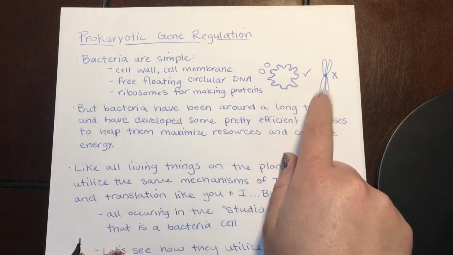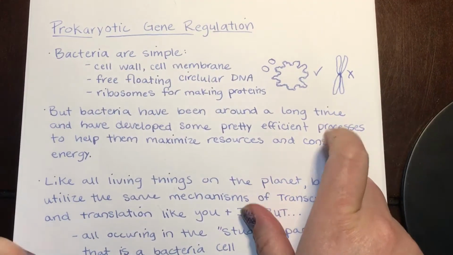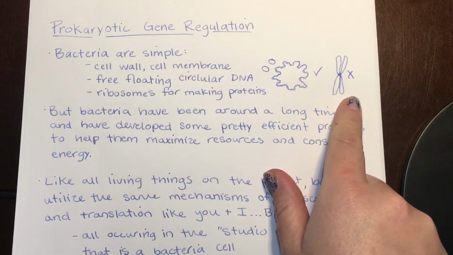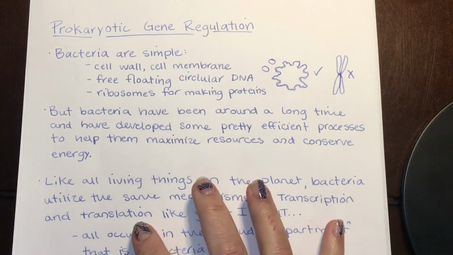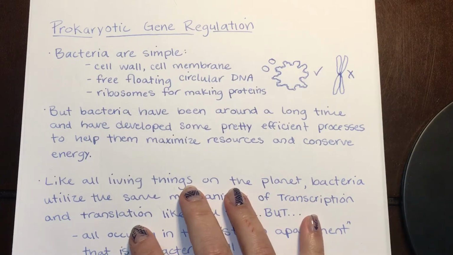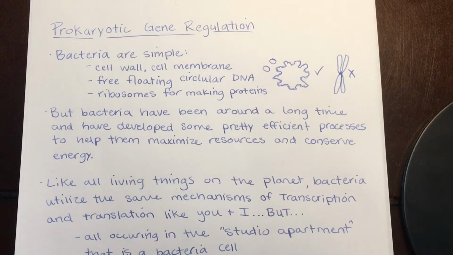They don't have linear chromosomes that look like this for what we would think of in eukaryotes, what we've been talking about with meiosis. That is not going to be found in bacteria. But they do have ways to make things more efficient. They may be pretty simple, but they've been around longer than any other form of life. So they have some really efficient processes to help them conserve energy, resources, maximize efficiency when certain resources are available, or how to make them themselves.